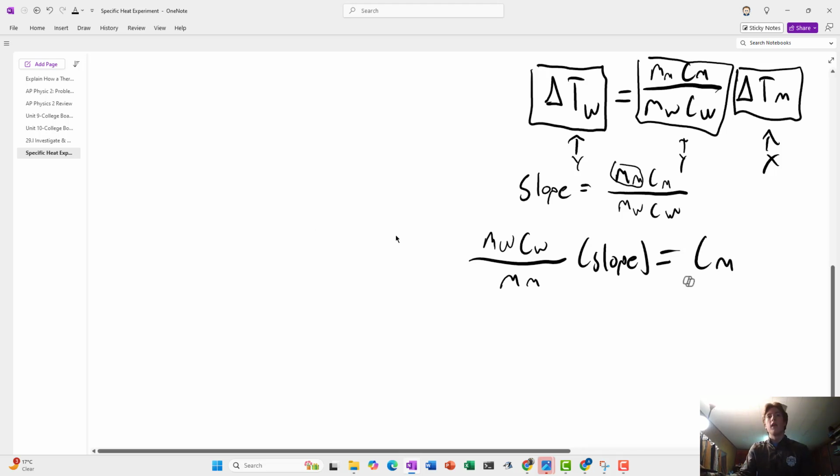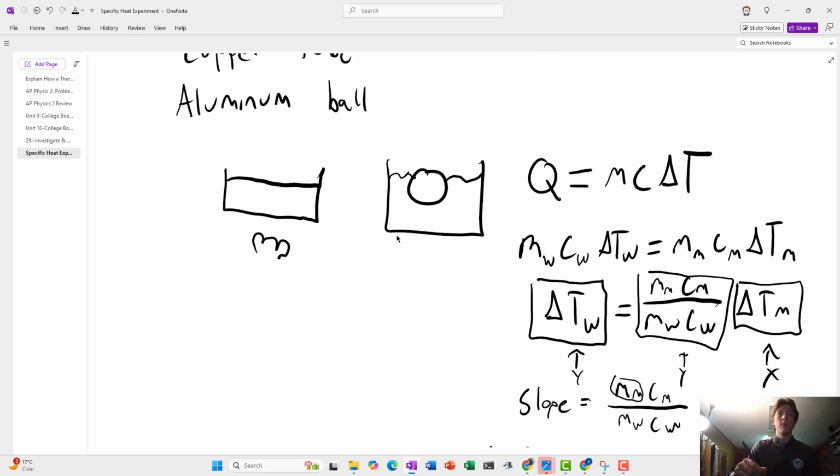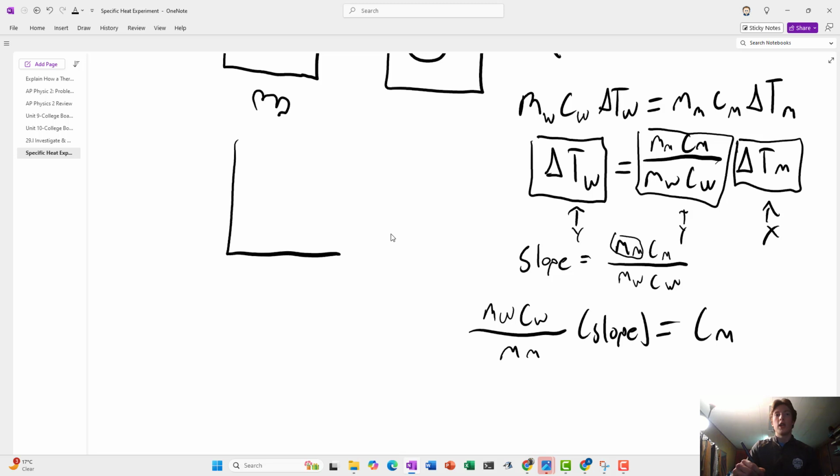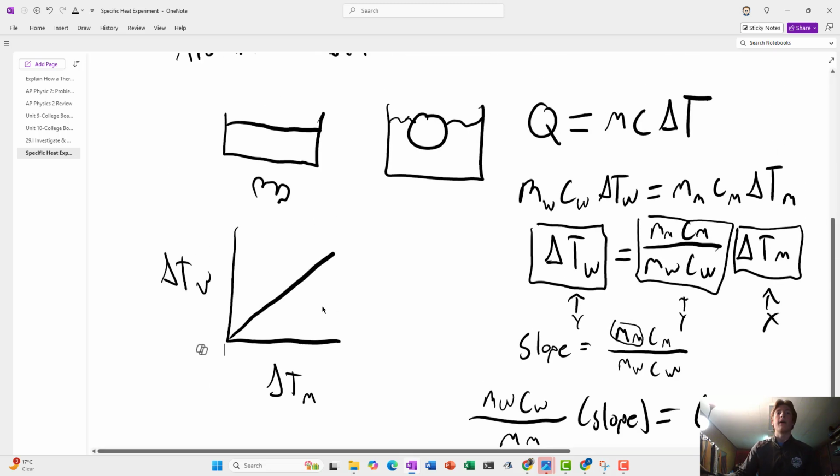So basically, as you can see in the formula, we're going to be graphing the change in T of the metal against the change in temperature of the water. And we'll get this slope that looks something like that.